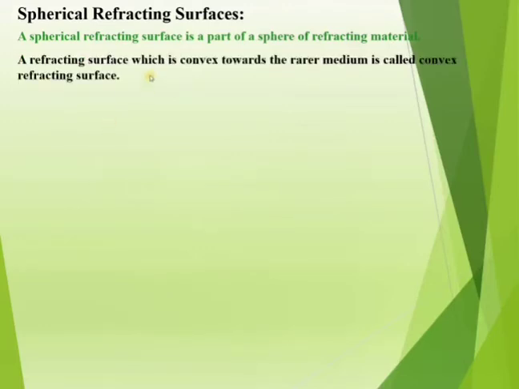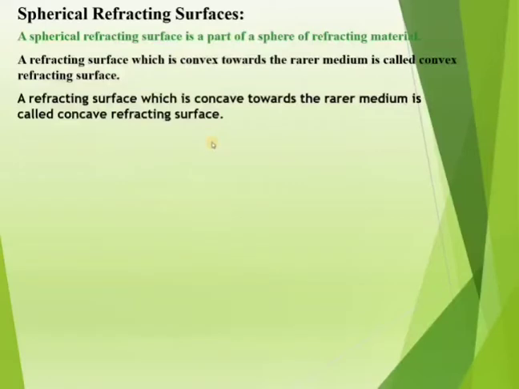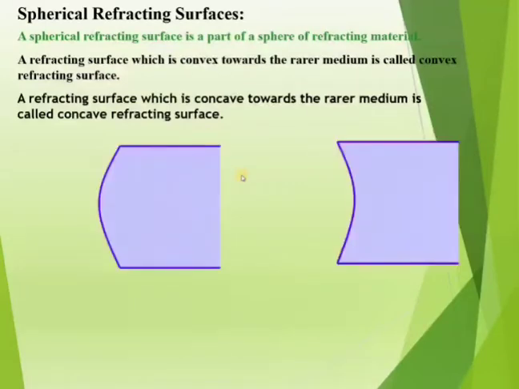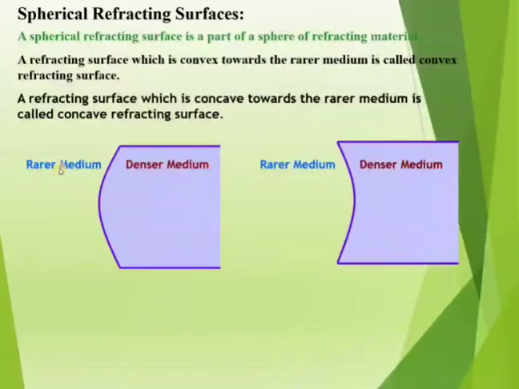The refracting surface which is convex towards the rarer medium is called a convex surface, and if it is concave, that is called a concave surface. Quickly you see this one, the left one is a convex surface, and the second one is a concave surface. The inner medium is considered denser and the outer medium is relatively rarer.